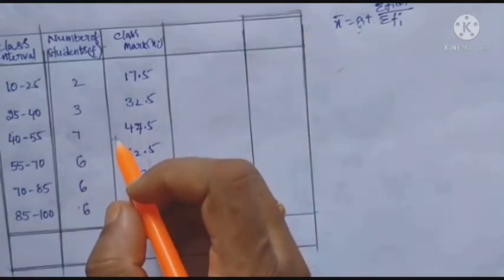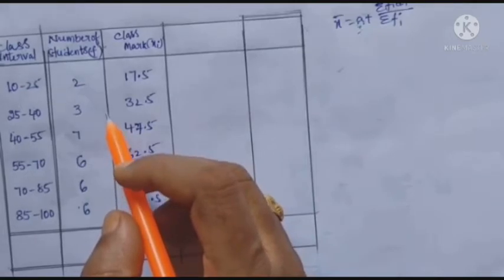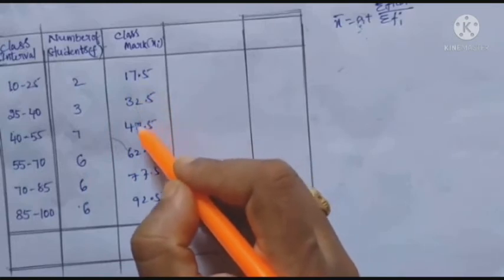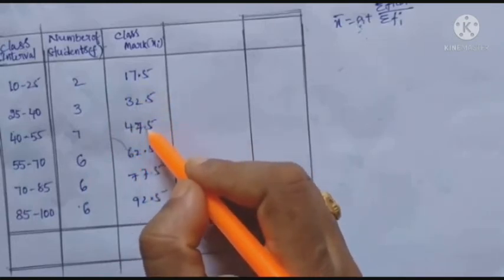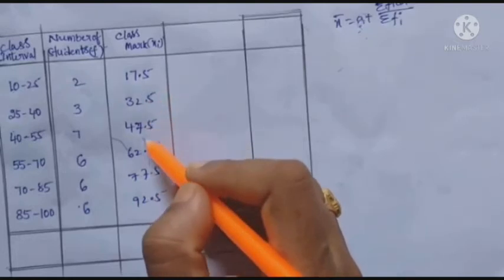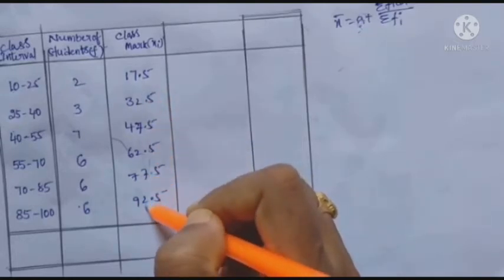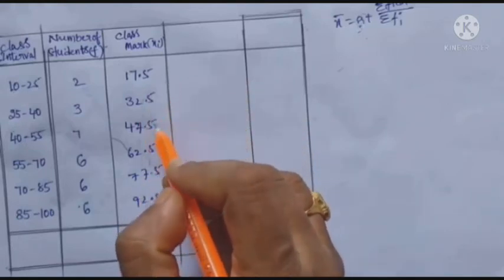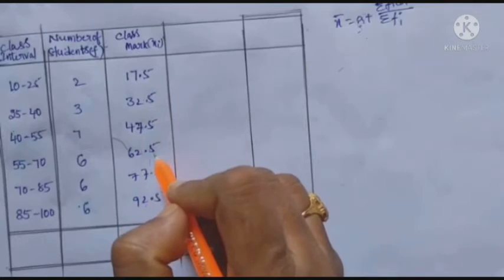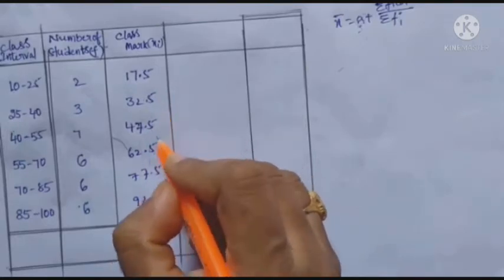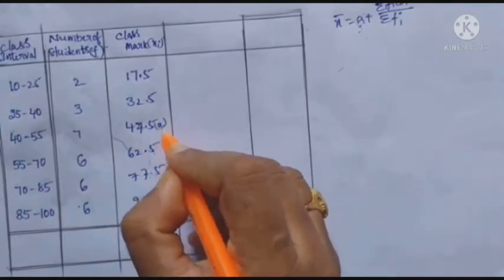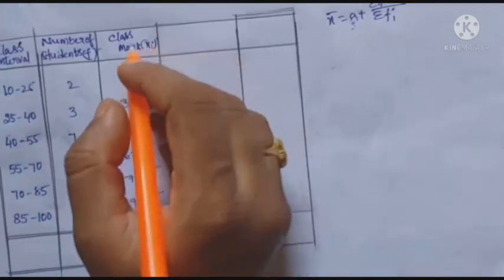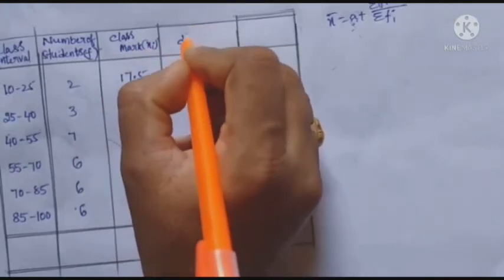Also, to further reduce our calculation work, we take A to be the xi which lies in the center, center of x1, x2, x3, x4, x5, and so on, xn. So we can choose A as 47.5 or 62.5. Let us choose A as 47.5.